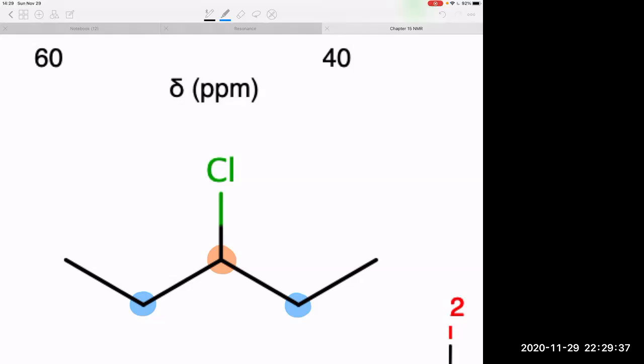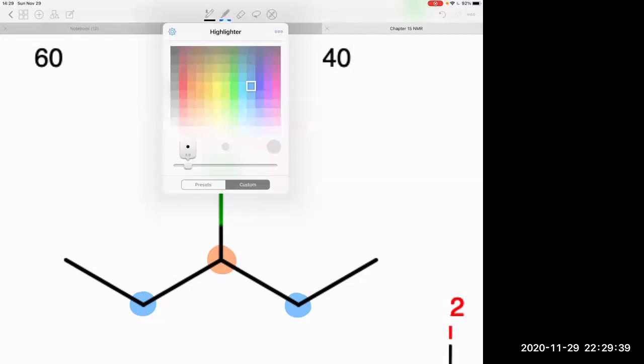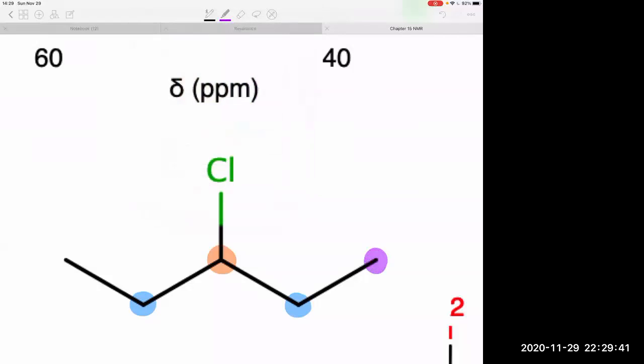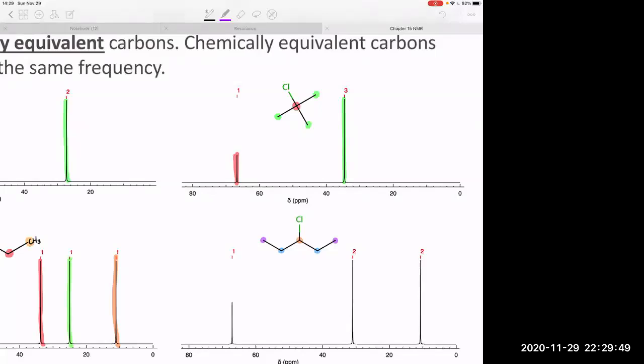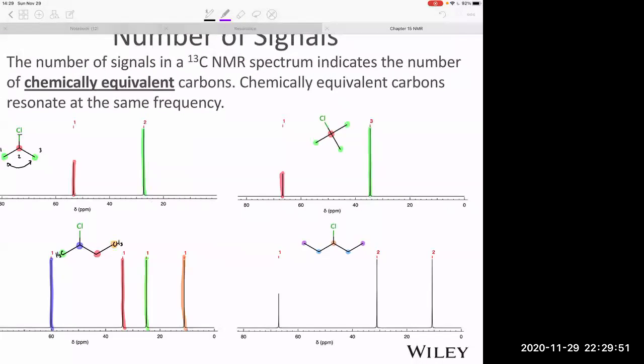If you swapped them, you wouldn't change either of their environments. Same with these two here. Okay, so for this one, we would expect to get 3 signals, and that's indeed what we see from our NMR spectrum.